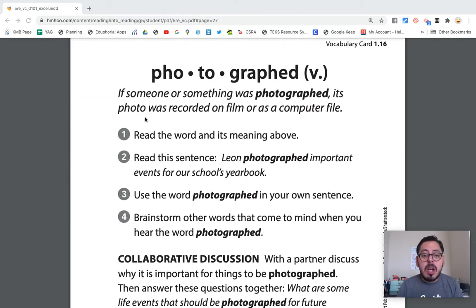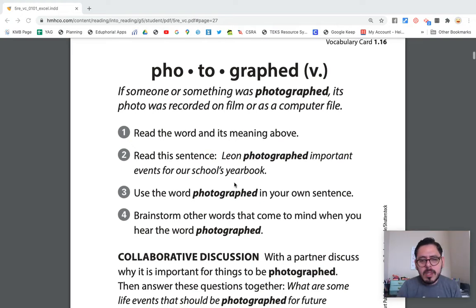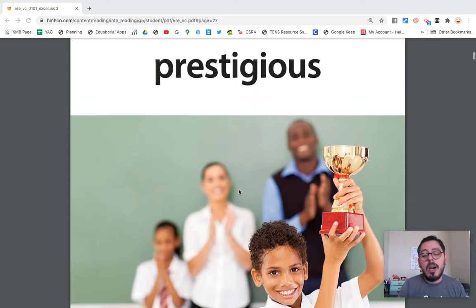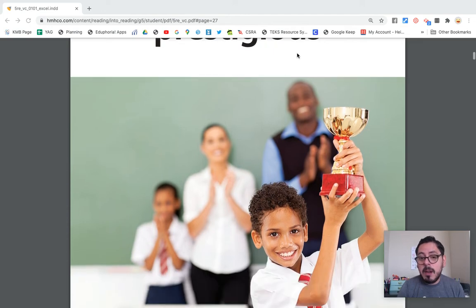So, if someone or something was photographed, its photo was recorded on film or as a computer file. Here's an example. Leon photographed important events for our school's yearbook. Photograph important events. Okay? So that's another one. Moving on. Oh, this one is not that easy.